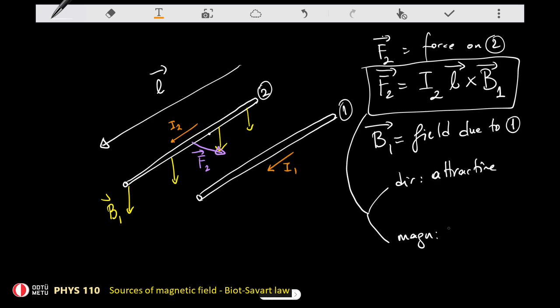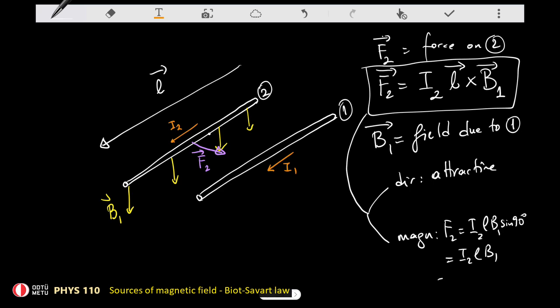The second thing is about the magnitude. Let me first write this thing down. So F2 is I2 times L B1 times sine of the angle between them. But this angle is 90 degrees. It's the angle between the length vector, this vector, and the magnetic field. They are perpendicular, obviously, so the angle between them is 90 degrees. Sine of 90 degrees is equal to 1, so therefore this is equal to the product of these three quantities.